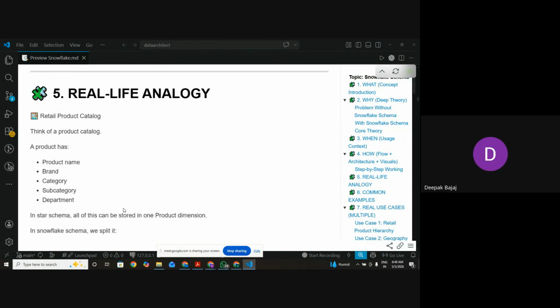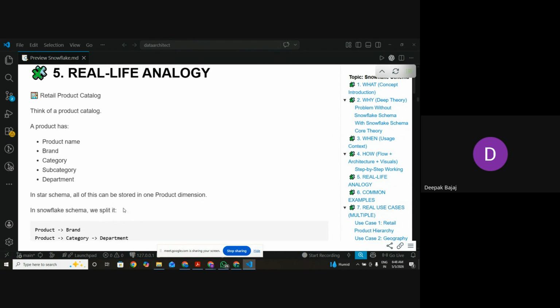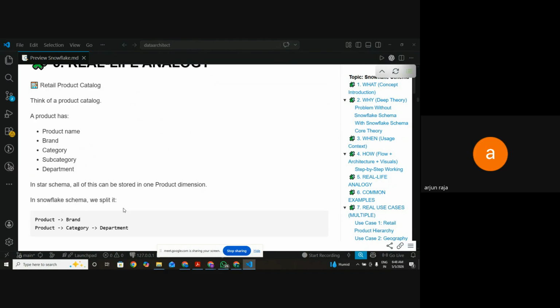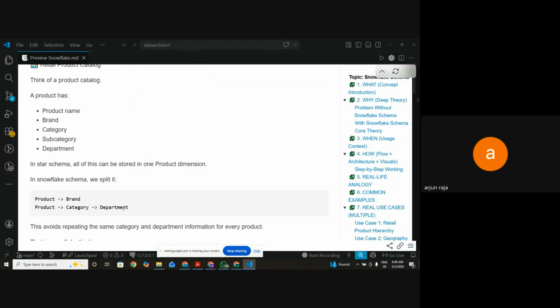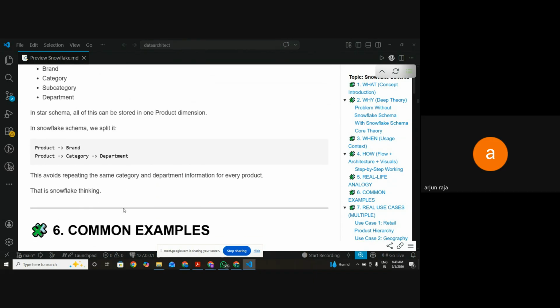So, a real life analogy, as discussed earlier. If you have any question or concern, feel free to ask. Think of a product catalog. A product has product name, brand, category, subcategory, department. In a star schema, all of this can be stored in one product dimension. But in a Snowflake, we will define product, brand, then product category, department. This avoids repeating the same category and department information for every product.